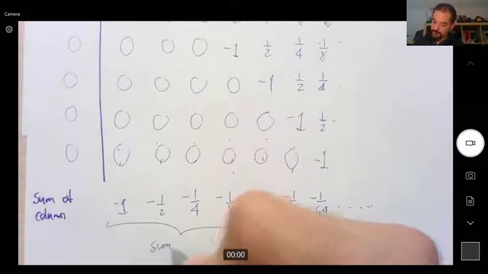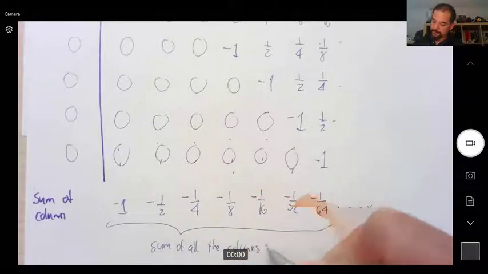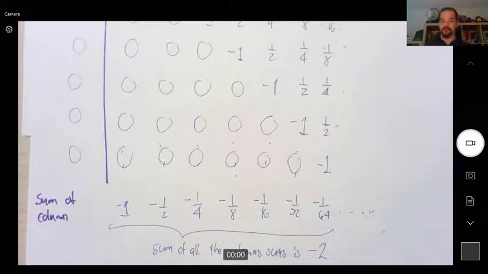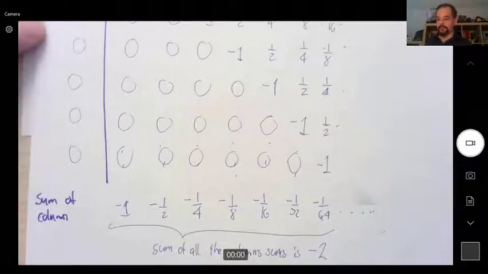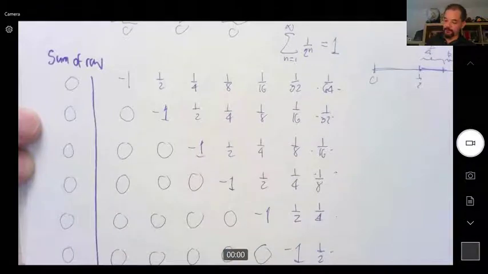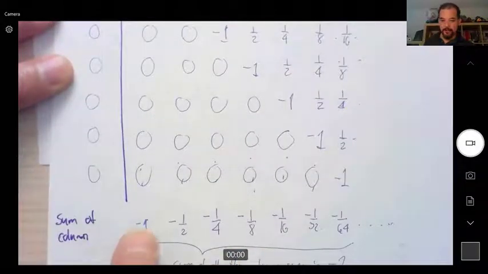So the sum of all the column sums is -2. Okay, right? Are you guys going crazy? How could this be, right? I mean, these are not even difficult numbers. How come we're getting different answers? If we add it up by rows, every row is 0. So then you were thinking, oh, then the sum of these numbers is 0. But if we go by columns, this guy is -1, this is -1/2, -1/4, -1/8, etc. And when we add them all together, we get -2.